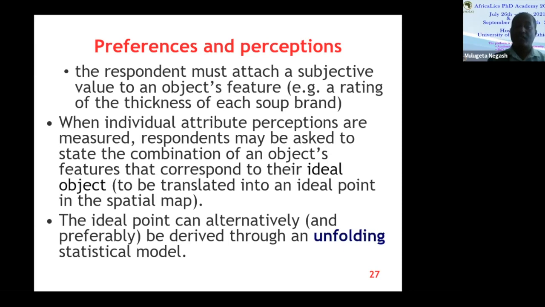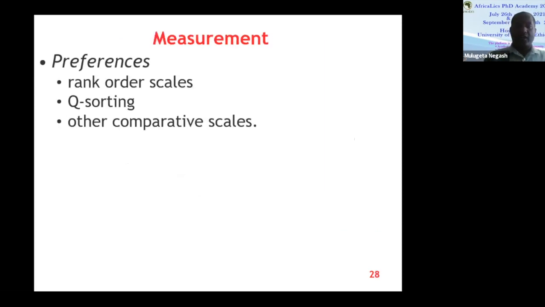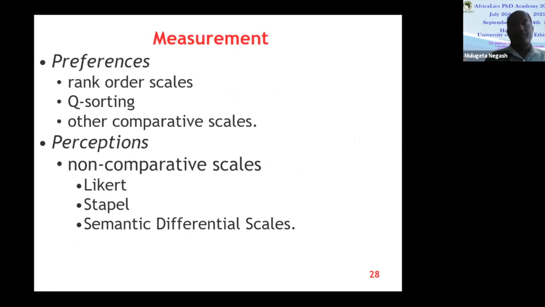We have discussed this one. This is matching the segment of customers to the specific brand of their choice. We have actually a procedure in SAS and spaces. Preference can be rank order or cue sorting, 25, 50, 75. Other comparative scales can be used in preference.